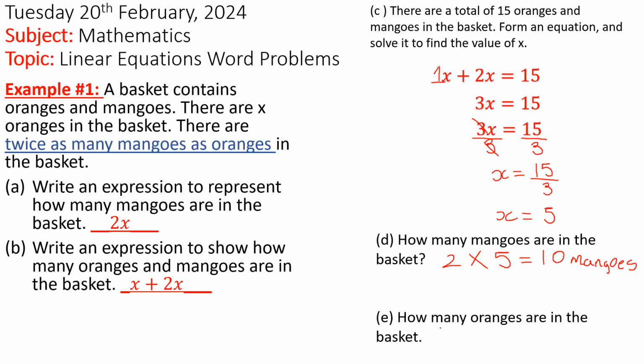Because remember, there are X oranges, and we just found that X is what? What is X equal to? X equals 5. So since X equals 5, we know that there are 5 oranges inside of the box. So 5 oranges.